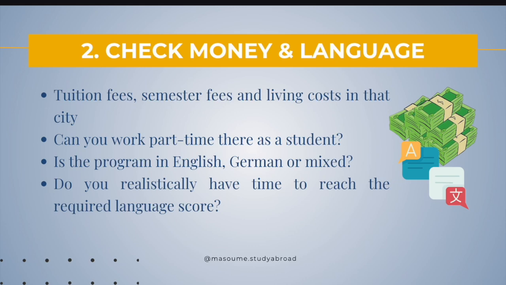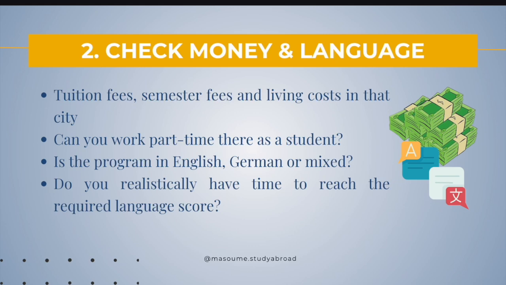So one point about tuition fees is that most public universities in Germany don't have tuition fees, but they have an extra fee that is called semester fees. The value of the semester fee depends on the university. It can vary between €100 and maybe €500. And you should pay that semester fee each semester.